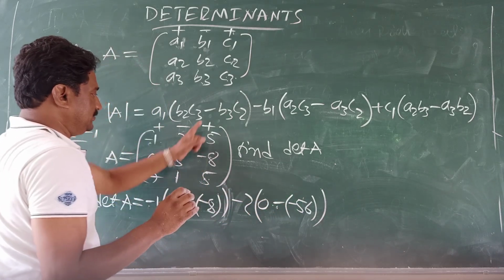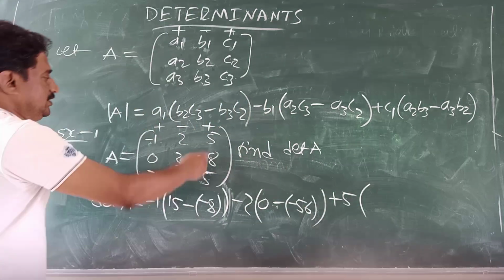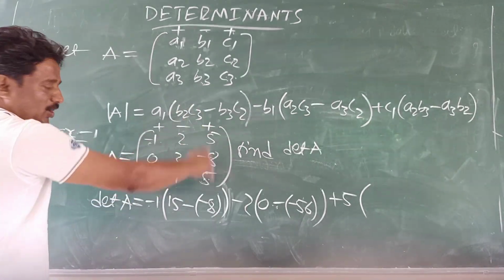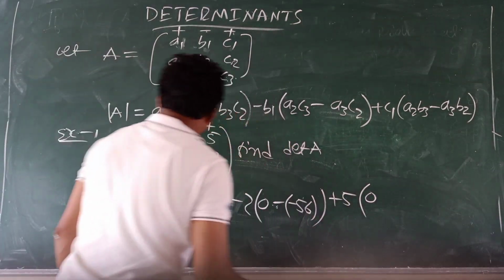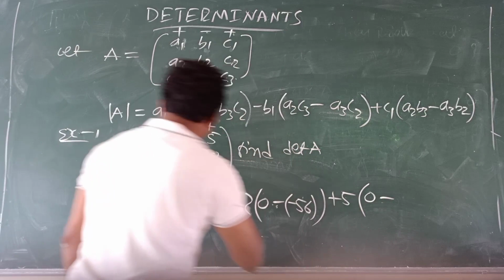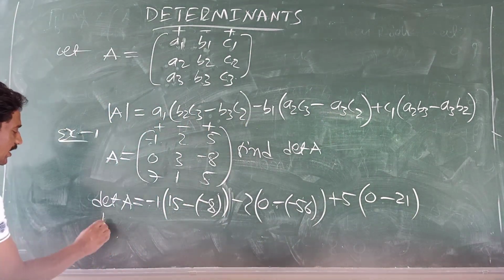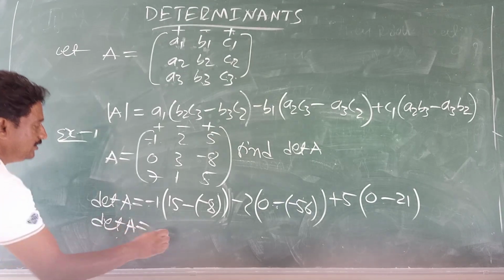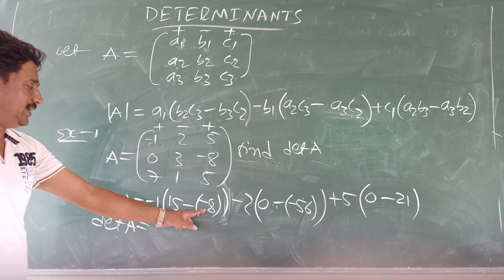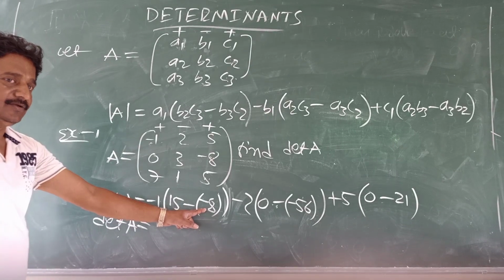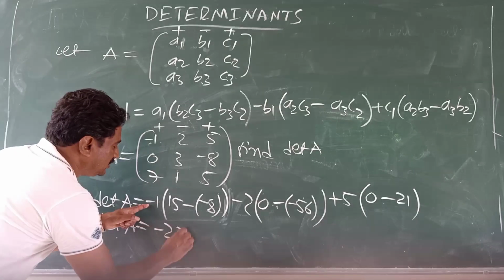Right. Next, plus 5. Leave that column row. These 4 elements. 0 into 1, 0. Minus 7 3s are 21. Simplify now. Det A. Minus into minus plus. 15 plus 8, 23. Fine, 23. Here we have one more minus. It should be minus 23.